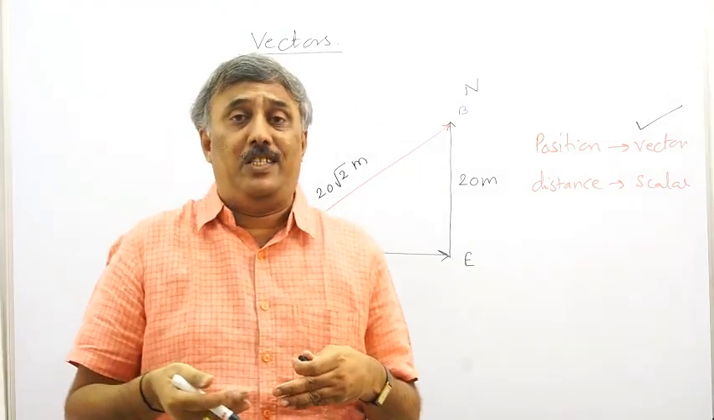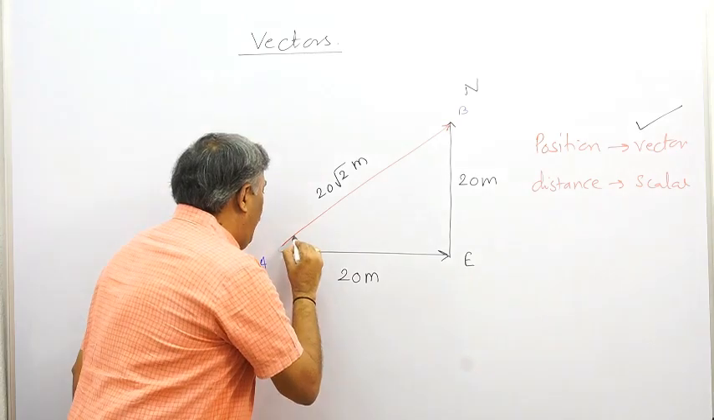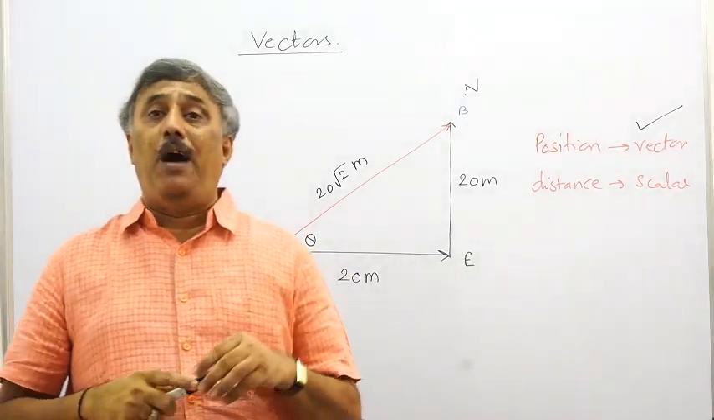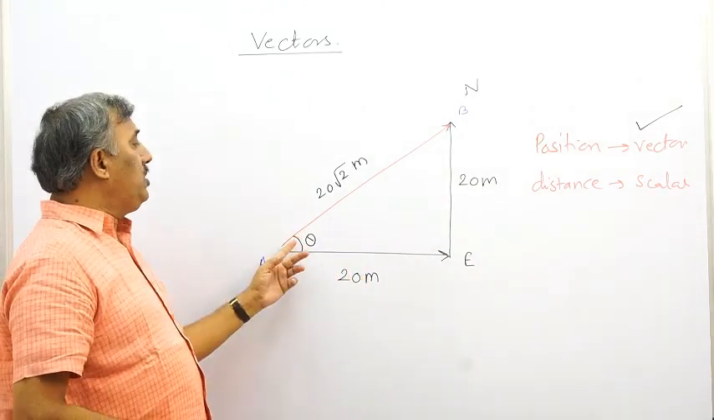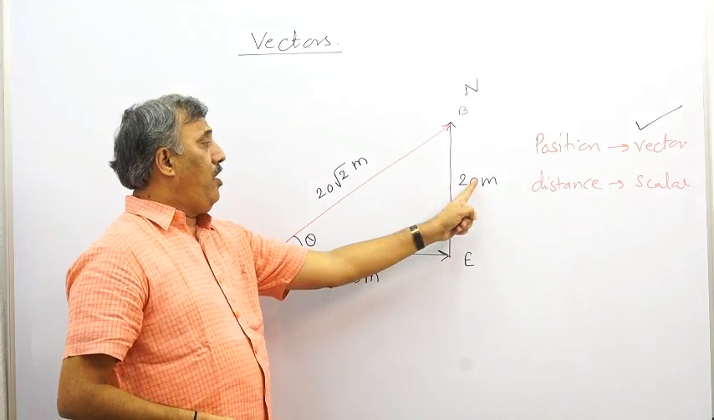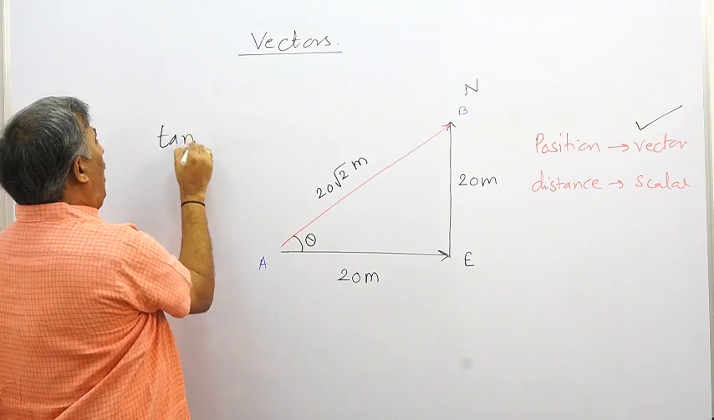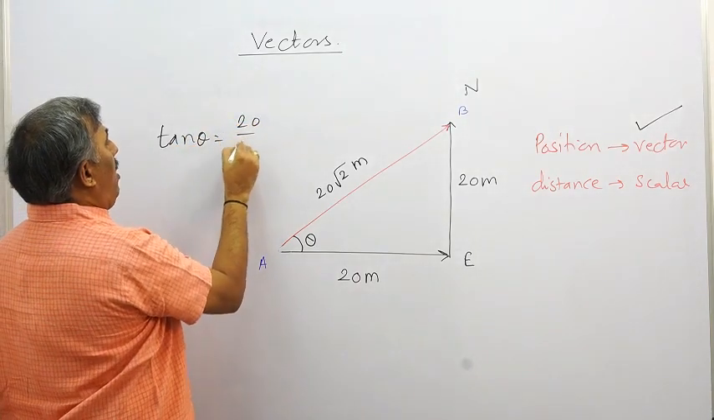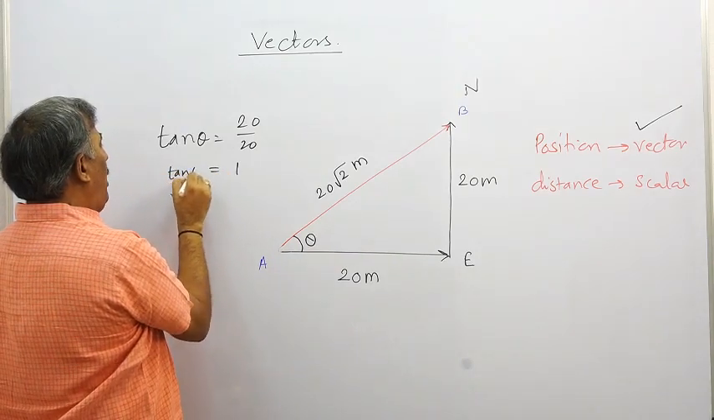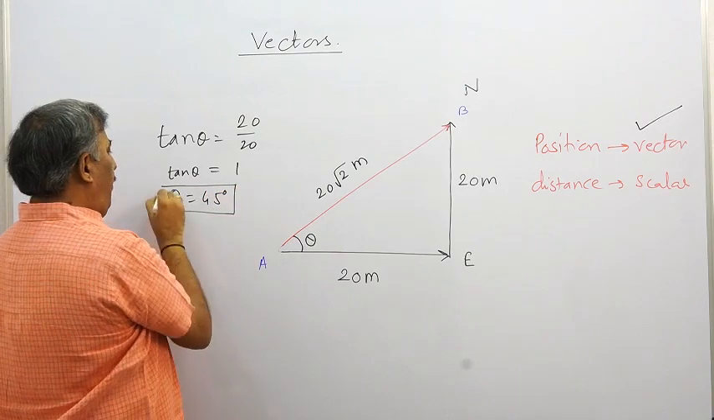But more correctly speaking, the direction is given by an angle. Direction in physics is given by angle. Now you can find out this angle. We know that in a right angle triangle, tan theta equals opposite upon adjacent. So tan theta is equal to 20 upon 20, that is 1. And when tan theta is equal to 1, you know that theta is equal to 45 degree.